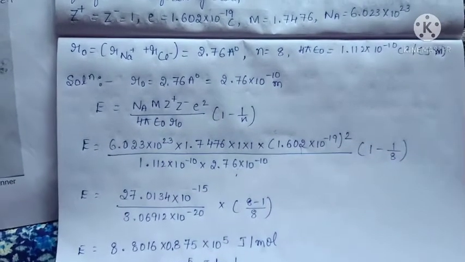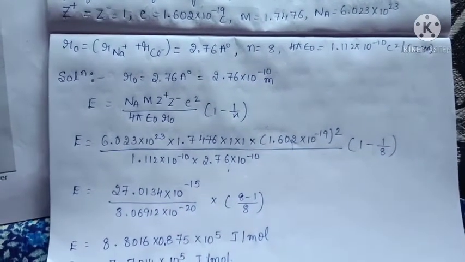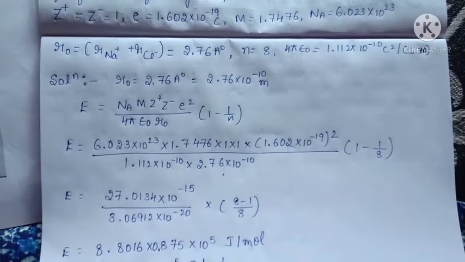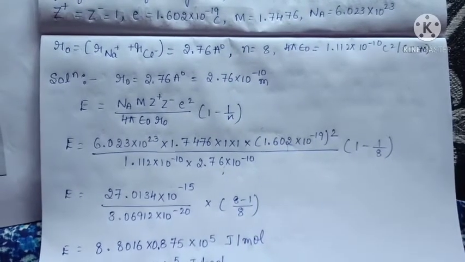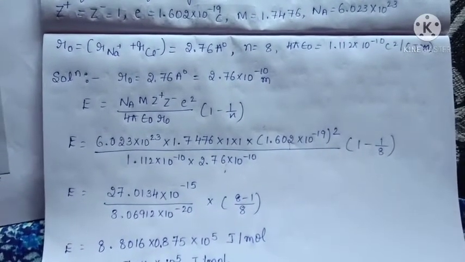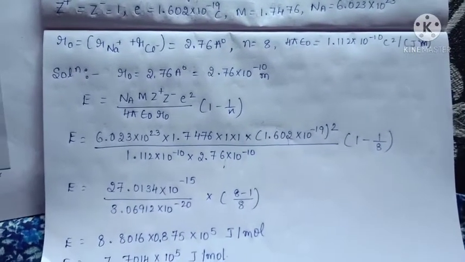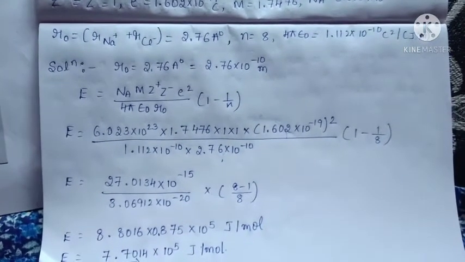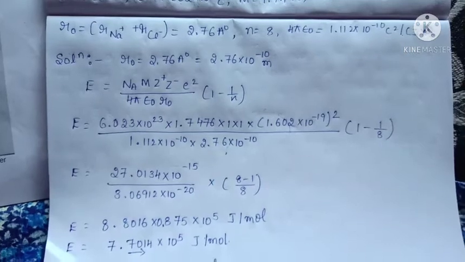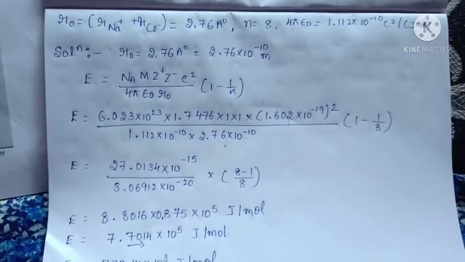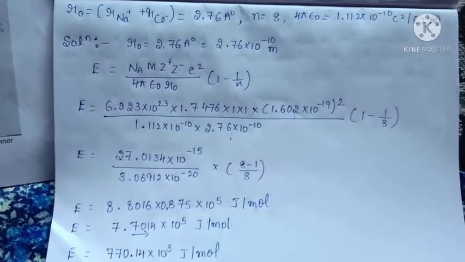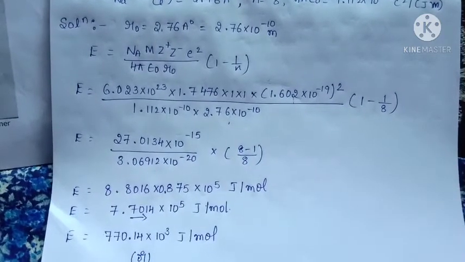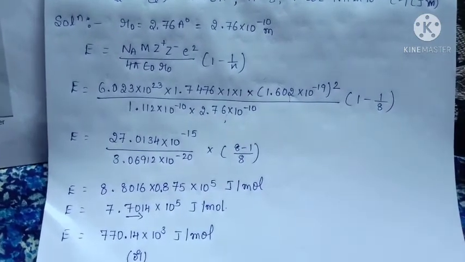Here the R0 value should be converted to meter, because 4 pi epsilon naught is in meter, so that's why we have to convert it to meter. R0 is equal to 2.76 angstrom. Angstrom means 10 to the power of minus 10, so angstrom should be converted to meter. It means 2.76 into 10 to the power of minus 10 meter. Okay. Then substitute the values.